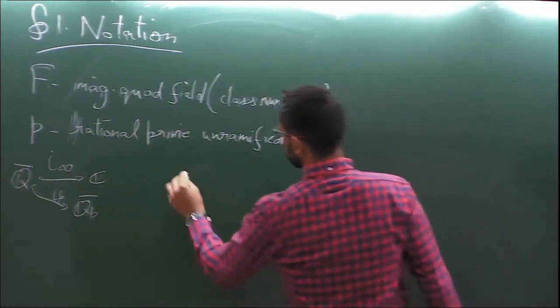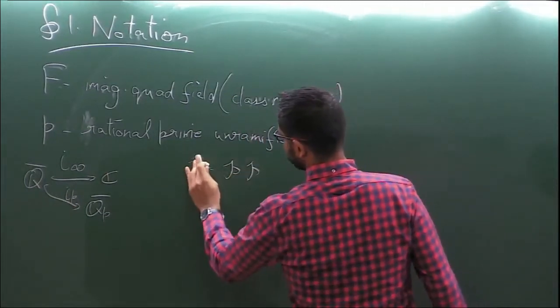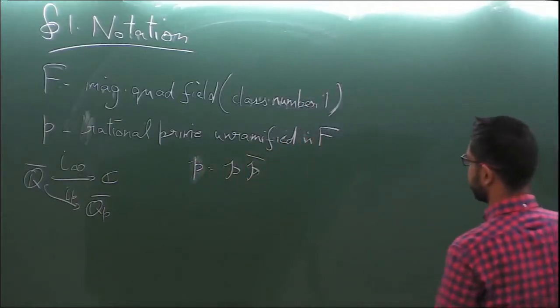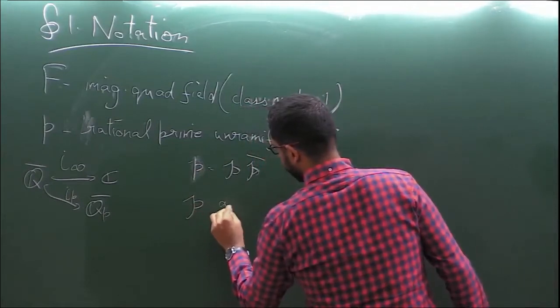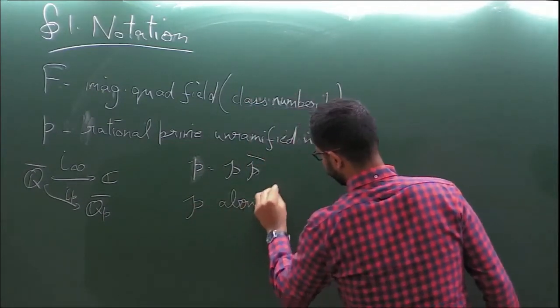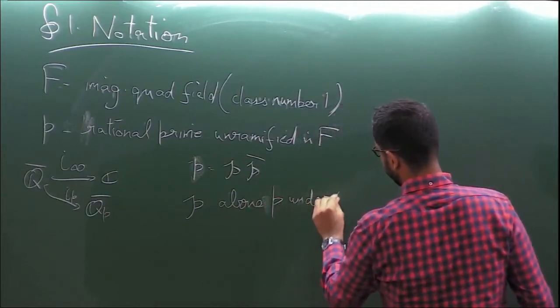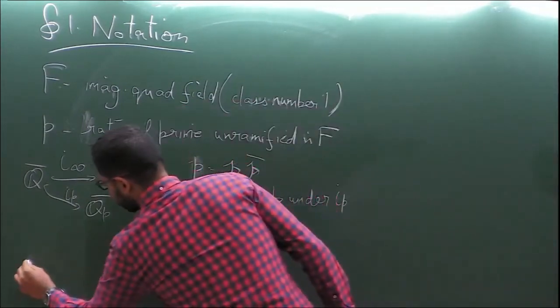So if P splits as script P and script P prime in F, then script P will be my prime above P under IP. That'll be somehow the important prime lying above P for us. All right. And then I'll fix some levels.